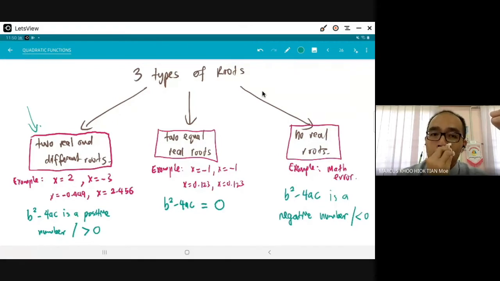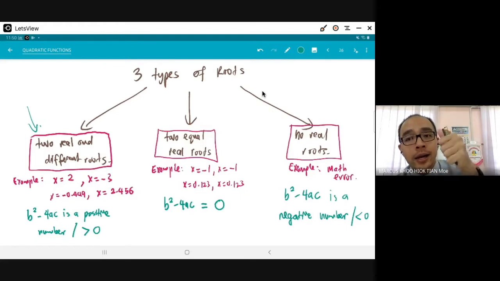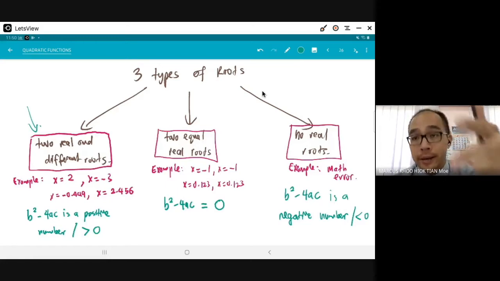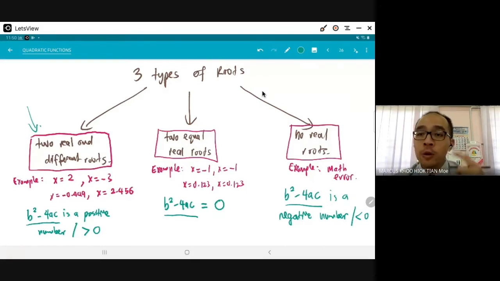Okay, in a quadratic equation, there are only three types of roots. Either they are real and different, means dua-dua jawapan lain, or they are real and equal, means dua-dua jawapan sama, atau no real roots, means bila kau kira kau akan dapat math error. So macam mana kita mau buktikan? Kita guna discriminant, b squared minus 4ac untuk menentukannya. So lepas kau kira b squared minus 4ac, kalau kau dapat nombor positif, then you know, oh okay, this equation dia punya root adalah real dan different.